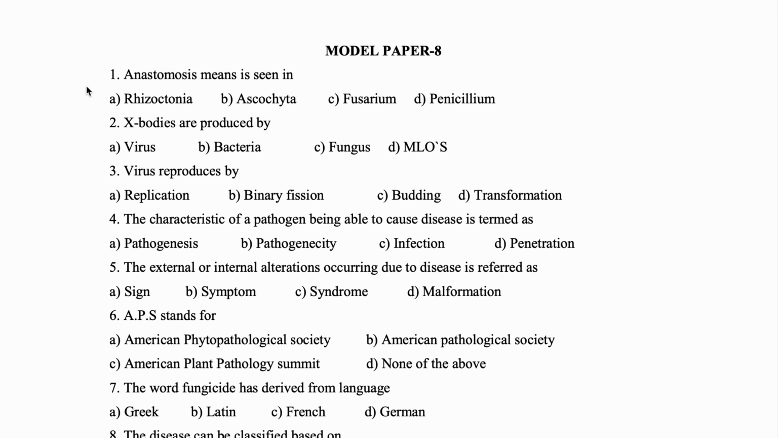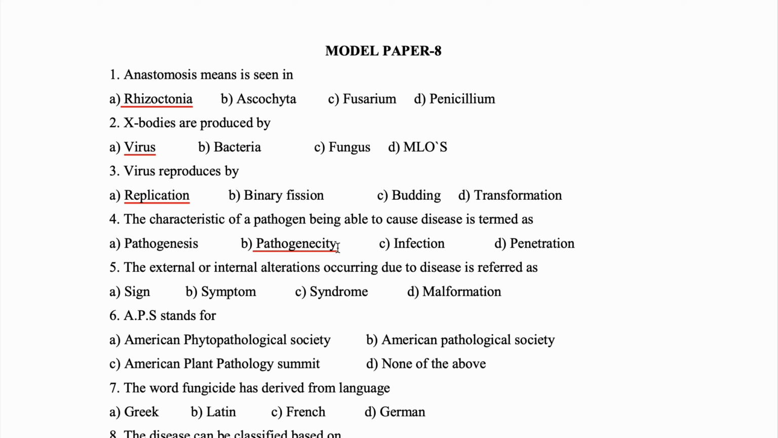Question number 1. Anastomosis is seen in Rhizoctonia. It means the fusion of hyphae. Okay. Number 2. X bodies are produced by which type of pathogen? It is virus. Next, virus reproduces by replication, binary fission, budding, transformation? It is replication.